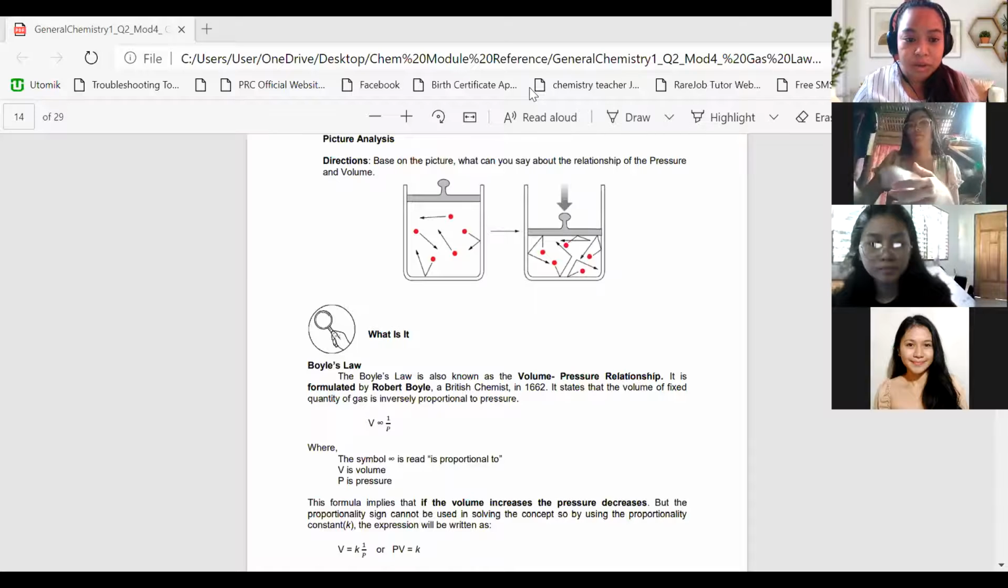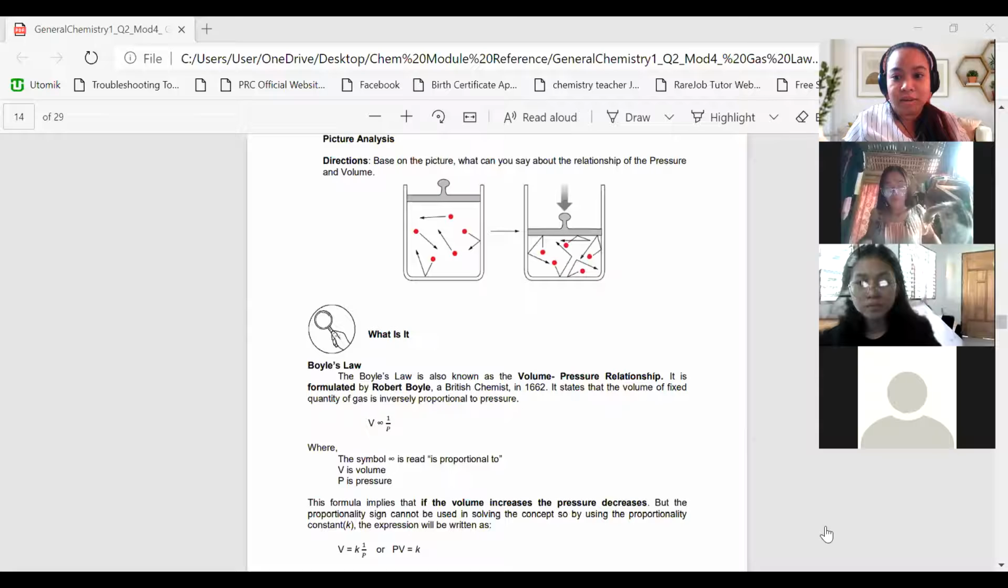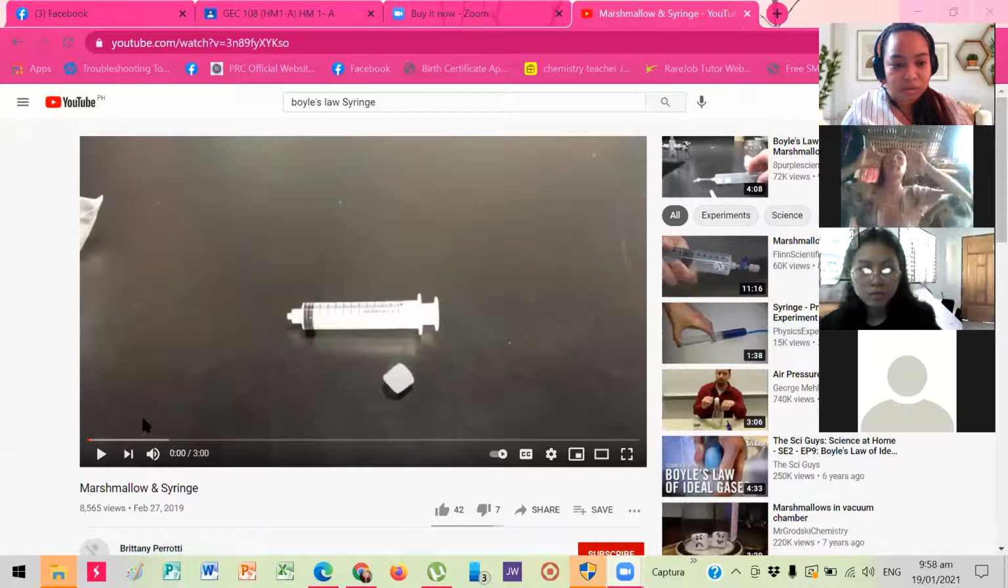Marshmallow. Have you still remember the marshmallow? Kinsay nakaagi sa grade 9 ani? Kinsay nakaagi sa mga kamot sa grade 9 siguro nakahimo na ta ani. Syringe man yung example. Kapag i-push ang syringe, basta.